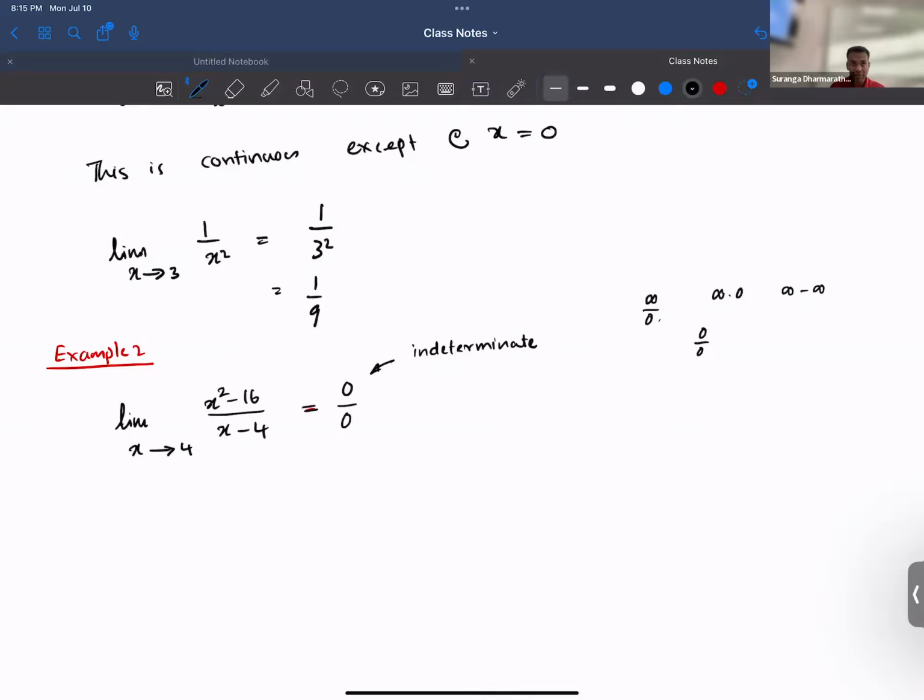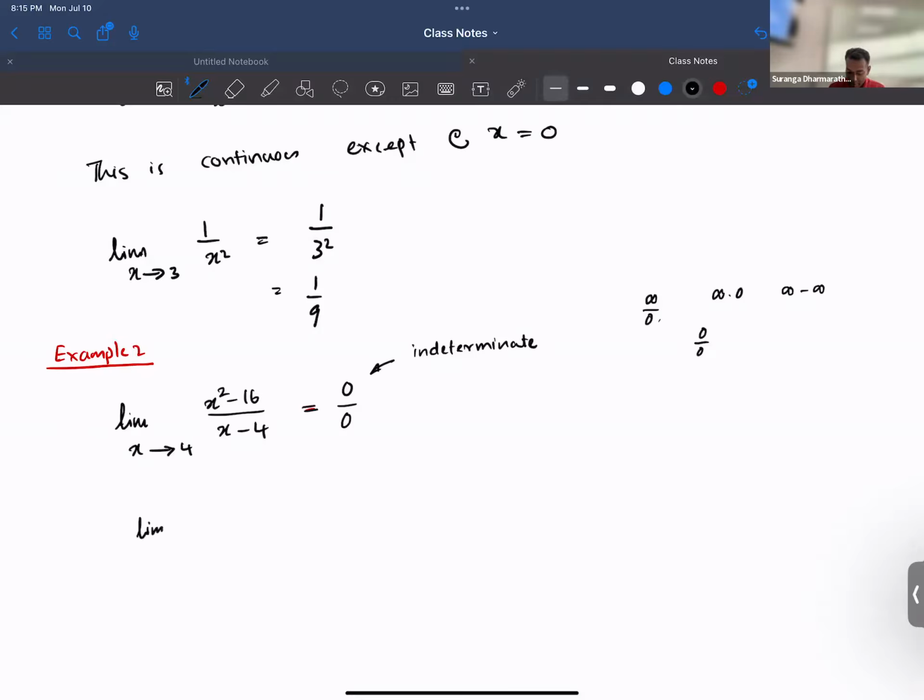Here's what we do. Very simple. We need to learn a little bit of algebra. So the limit as x goes to 4 of x squared minus 16 divided by x minus 4. If we use our algebra knowledge, how can we write this x squared minus 16 differently?